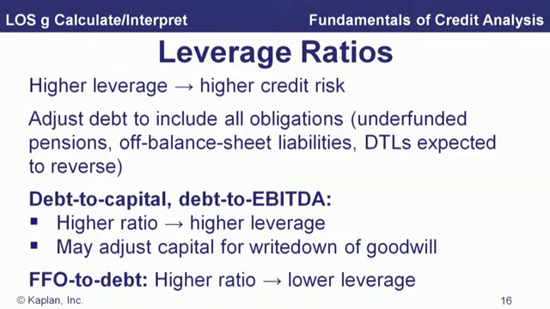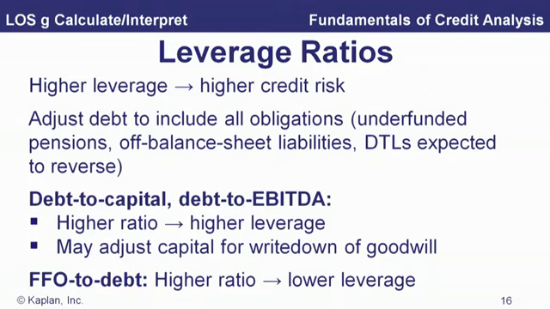We know higher leverage is higher credit risk. So analysts, it's suggested here, analysts should adjust debt to include all obligations. So this would be liabilities under underfunded pension plans, off-balance sheet liabilities like operating leases. Deferred tax liabilities have to be examined and determined, are they expected to reverse, and over what time horizon are they expected to reverse.